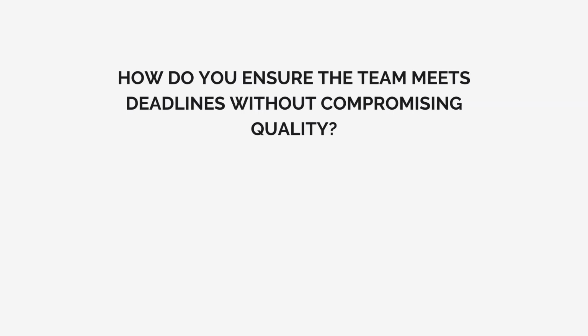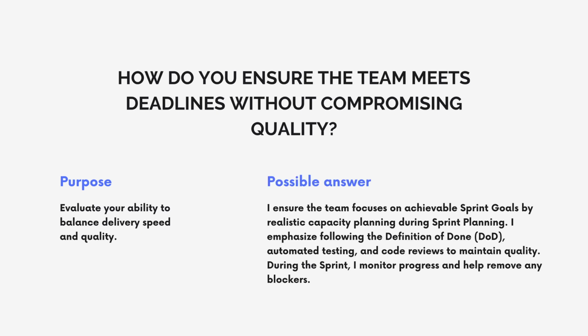Next up, how do you ensure that the team meets deadlines without compromising quality? Here, the purpose of this question is to evaluate your ability to balance delivery speed and quality. Possible answer is that you ensure that the team focuses on achievable sprint goals by realistic capacity planning during sprint planning. You also emphasize following the definition of done, automated testing and code reviews to maintain quality. And during the sprint, you monitor progress closely and help remove any blockers for the development team.